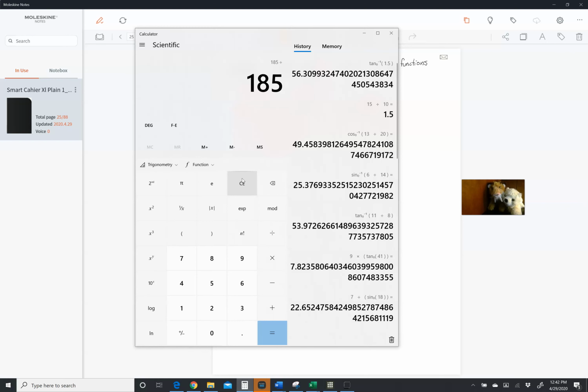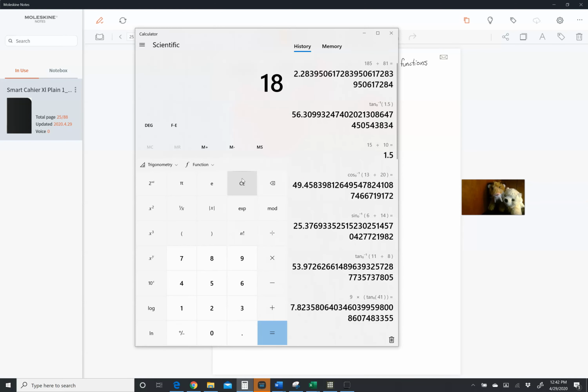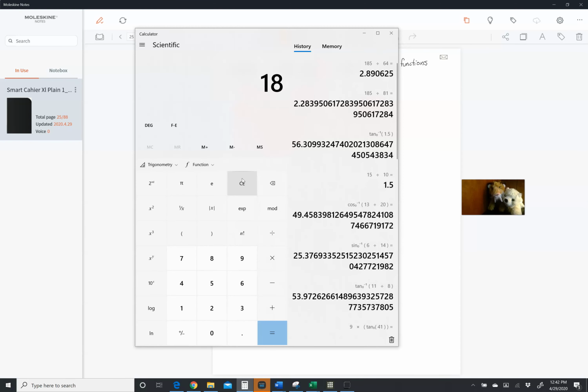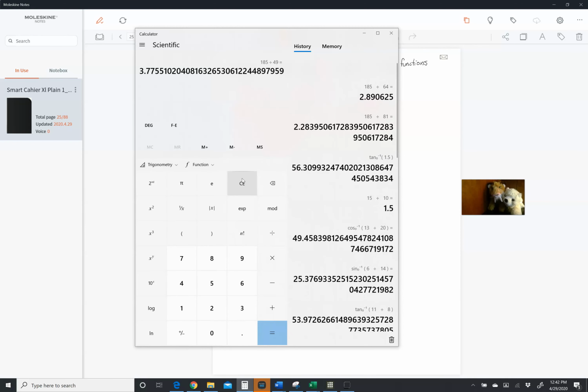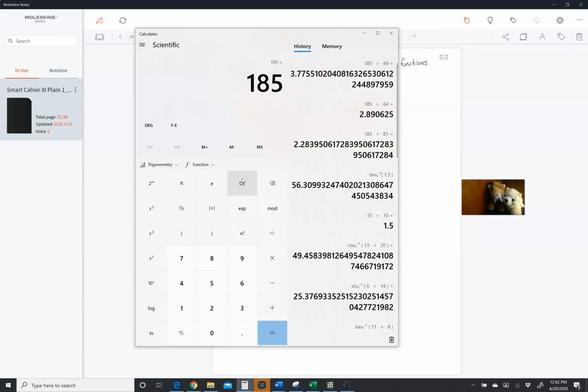Because you remember, you divide by 2 and then you take the largest perfect square less than that. So 81 would be the largest perfect square. It doesn't go into it. So let's try one less than that. Let's try 185 divided by 64. That doesn't work. 185 divided by 49. That didn't work. So this is just an example of I don't know the answer, so I have to do brute force.